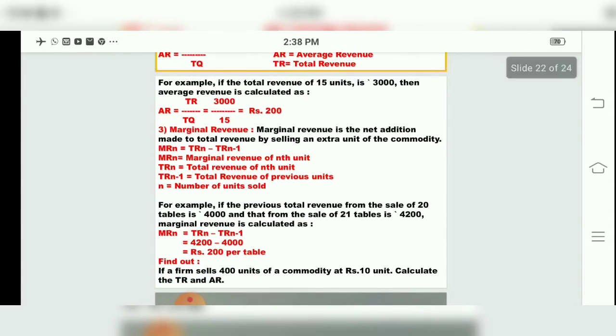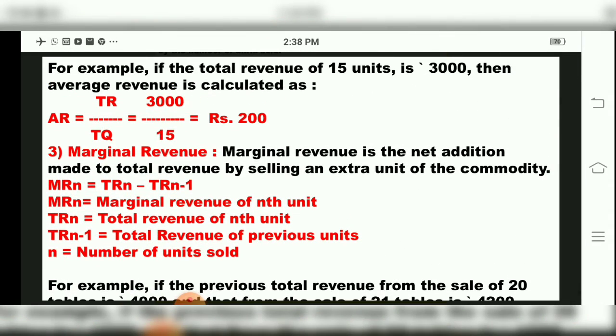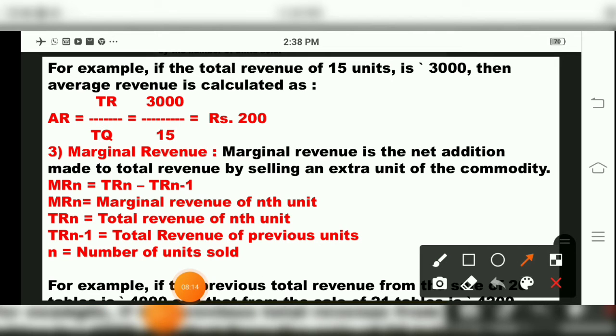Then they have given one example regarding finding the average revenue. Children, see over here, if the total revenue of 15 units is 3000, then what is the average revenue? Calculate. The AR formula is total revenue divided by total quantity. So 3000 divided by 15 we get 200, that is the average revenue. So this is how average revenue is calculated.